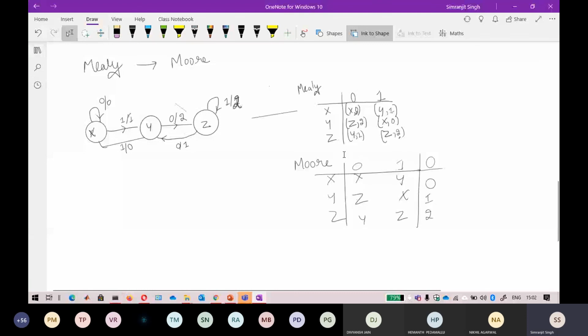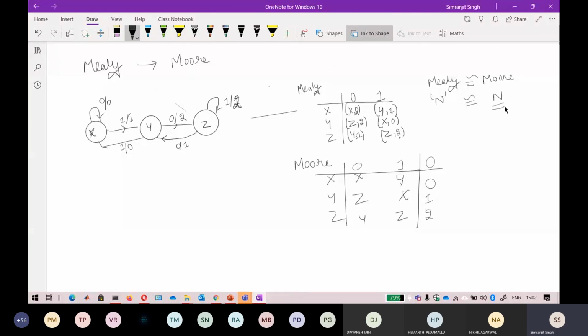Now clearly, in this case of Mealy to Moore conversion, you are again seeing that if the Mealy machine contains n states, the equivalent Moore machine also has n states. Exactly, this is true in this case, but I will do another type of question to get a better understanding.